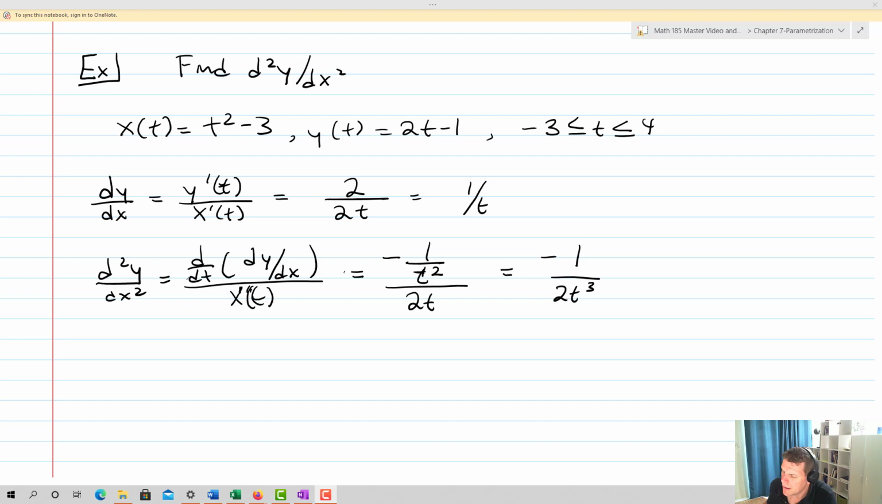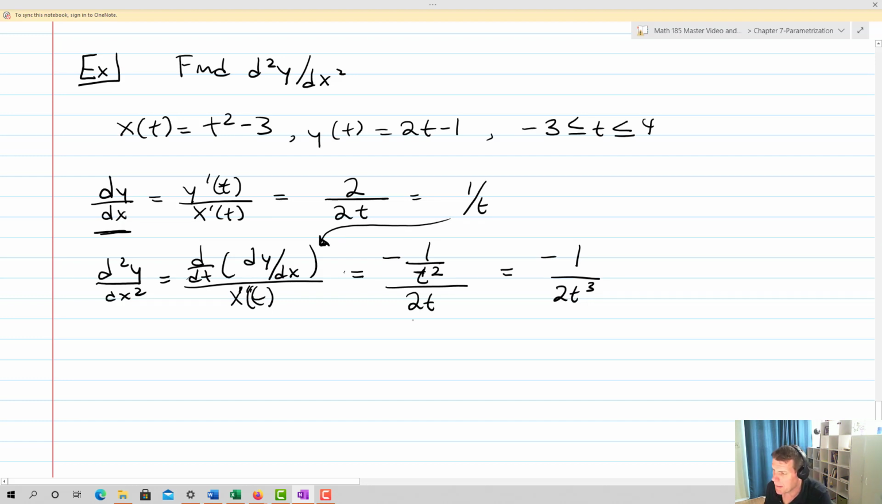What exactly are you going to be doing to find the second derivative? Well, what we did first is we first found out what dy dx was, okay, by utilizing our formula, y prime of t over x prime of t. And then I replugged that back into the derivative. So I took d dt of that dy dx, and then I divided that again by x prime of t. And that gave me my second derivative.